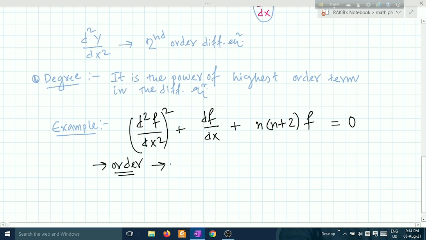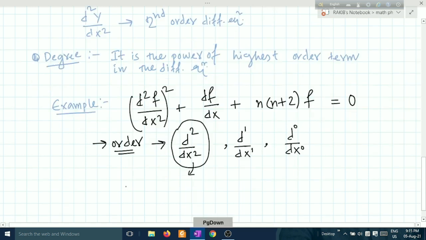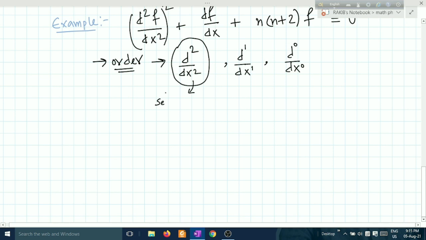Order is the maximum derivative present. You can see here, you have a second order derivative in the first term, a first order derivative in the second term, and a zeroth order derivative in the last term. So what is the maximum order here? This is the maximum order, the second derivative. Second derivative is present as the maximum. Therefore the order will be 2, because here the second order derivative is the maximum derivative.